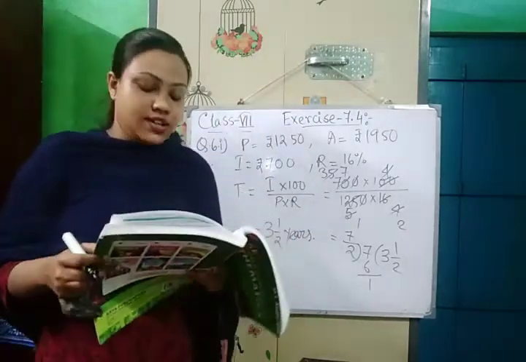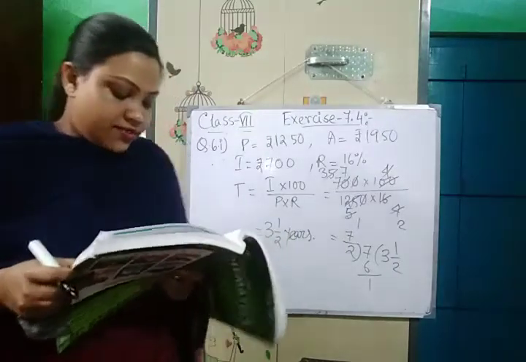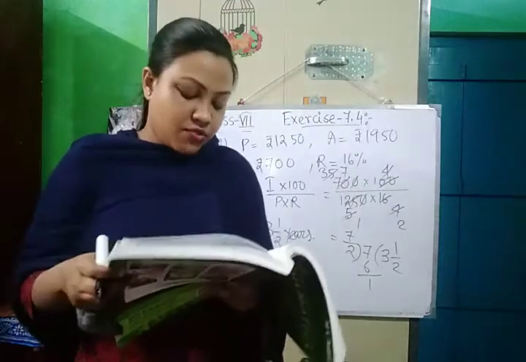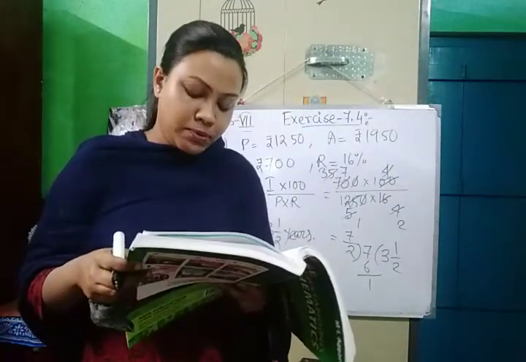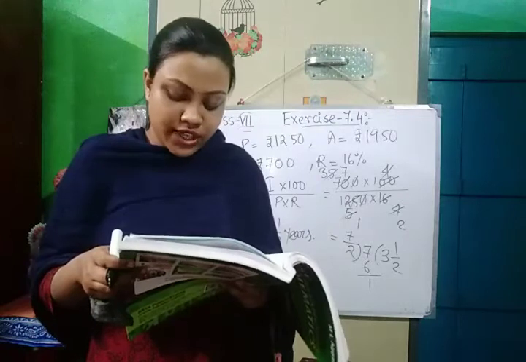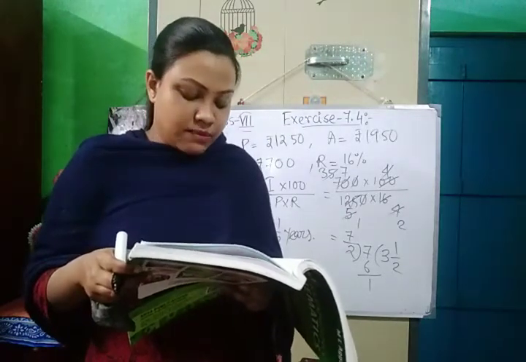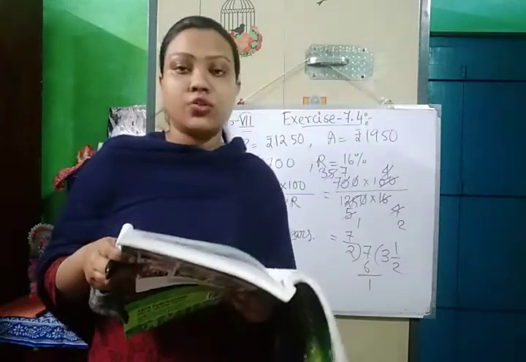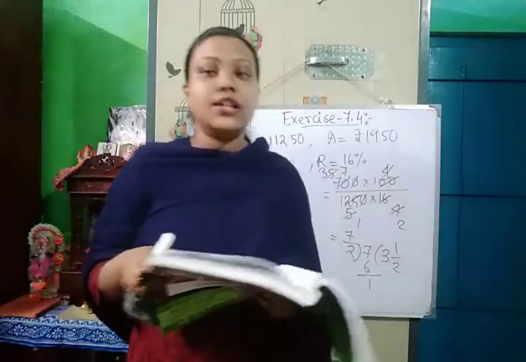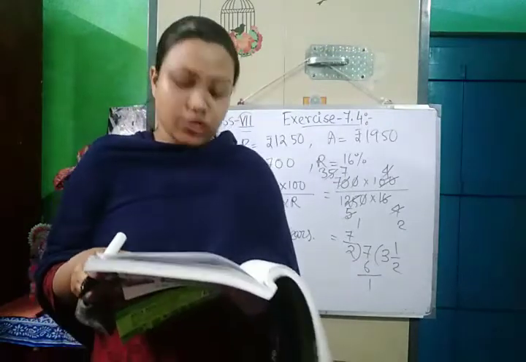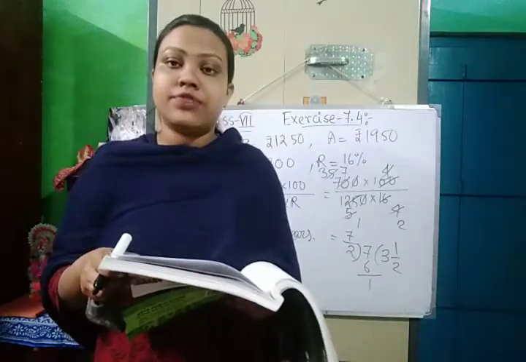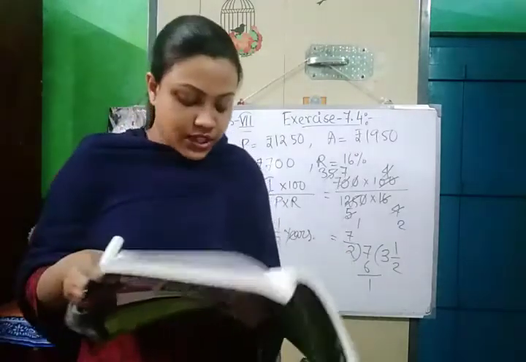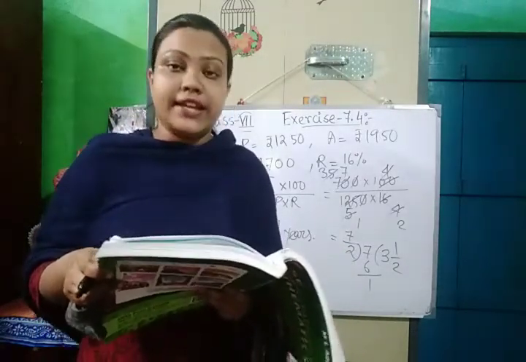That is the answer. Next, question number 7 is the same. Question number 7: rupees 14,000 is invested at 4% per annum simple interest. How long will it take for the amount to reach rupees 16,240? So here amount, principal and also the rate of interest are given. You have to find out the time like the previous one, question number 6. So I am doing next question number 8.